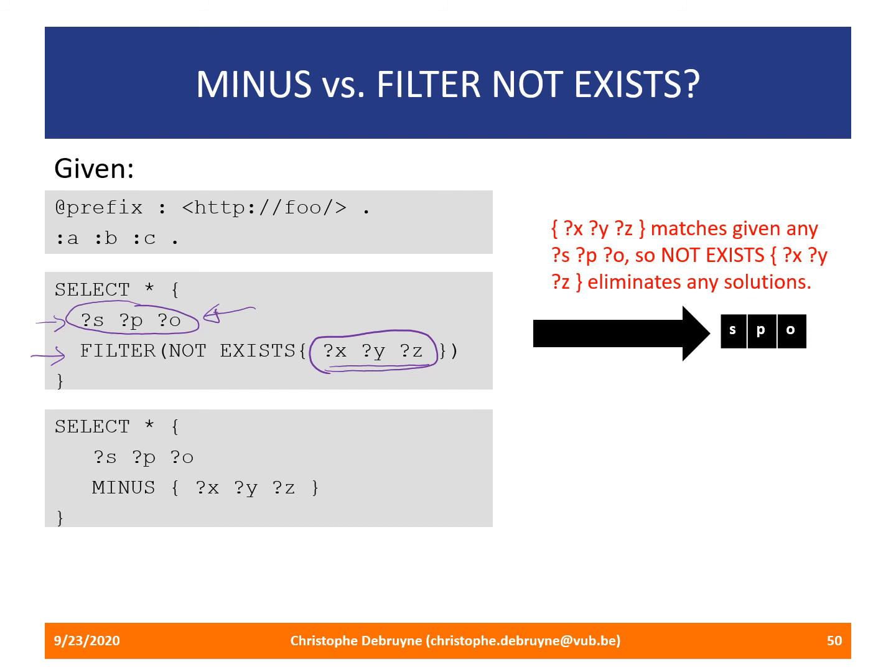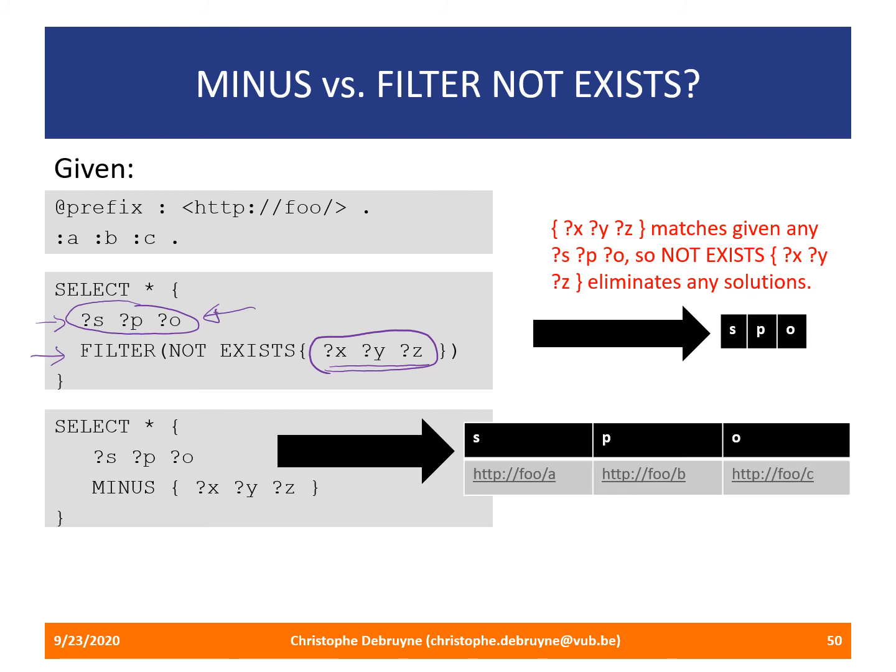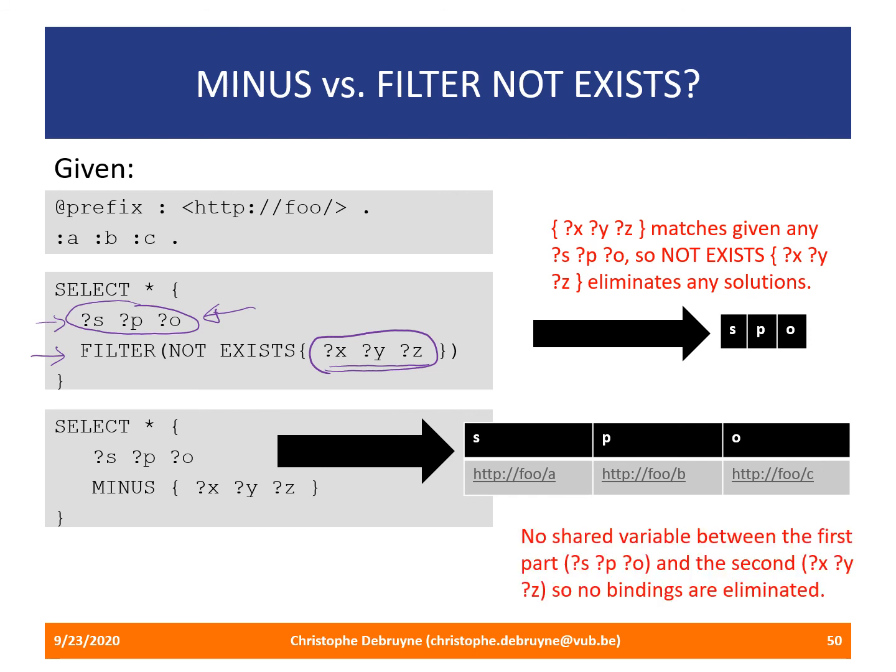In the second case, we would have a result. Why is that? Well, there are no shared variables. So this one matches a pattern, solution A B C. This one also matches with A B C, but since there are no shared variables, nothing has been eliminated.